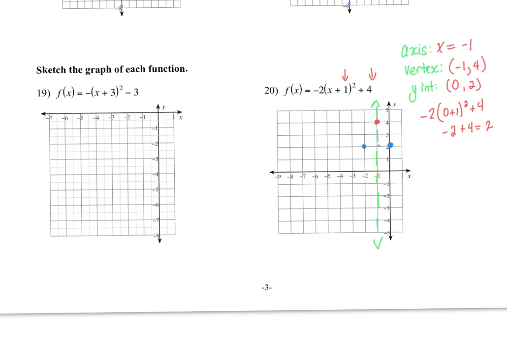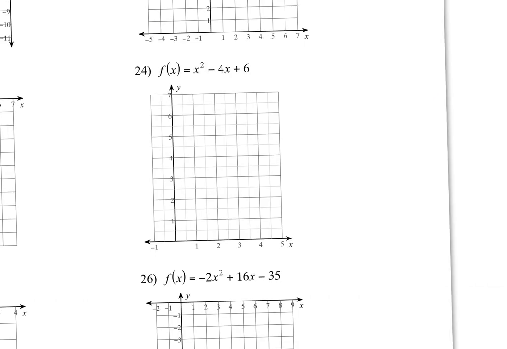This graph is pointing down. I know this because of the -2 in front of it. I don't have to worry about stretching and skewing this guy because I have actual points to plot. All right, so it naturally skews itself because I plotted the points. It naturally pulled that.